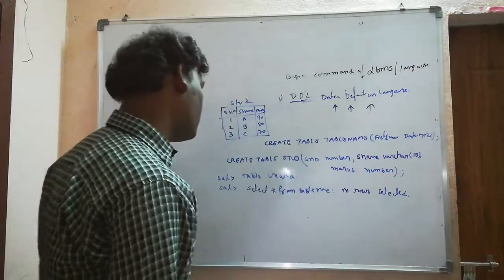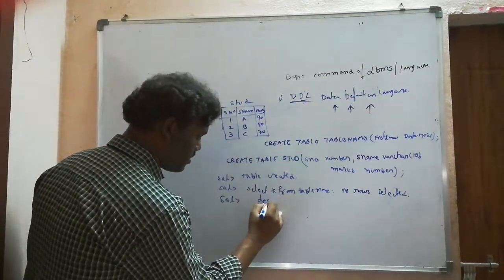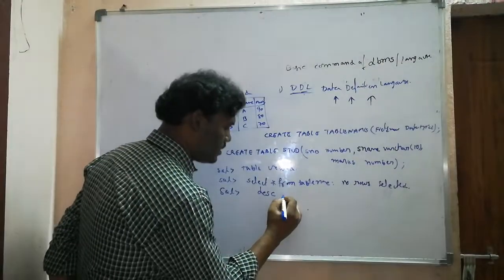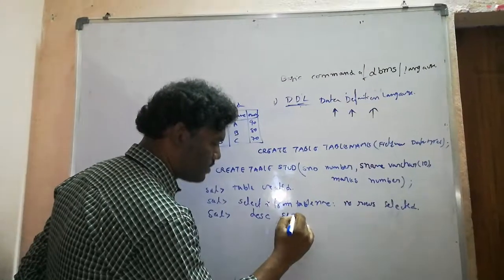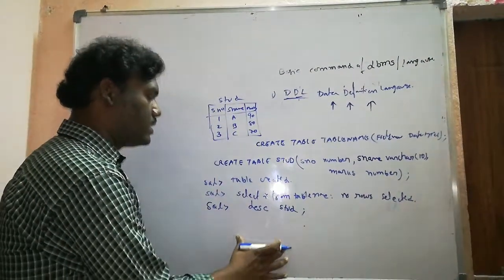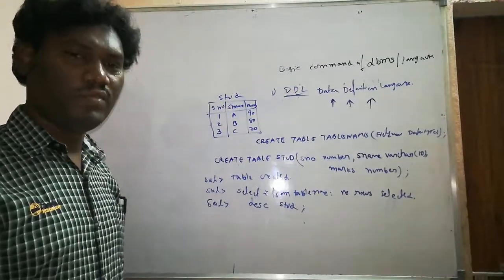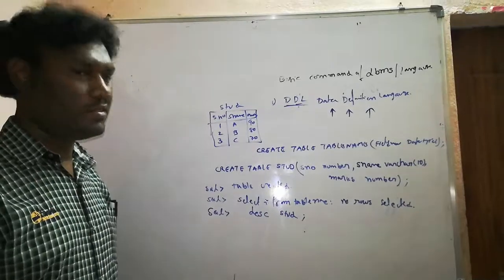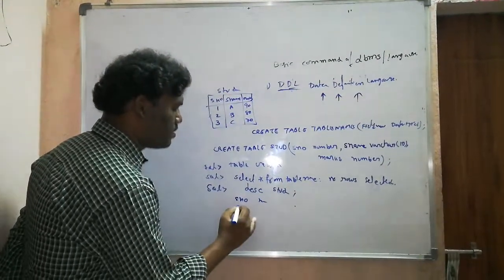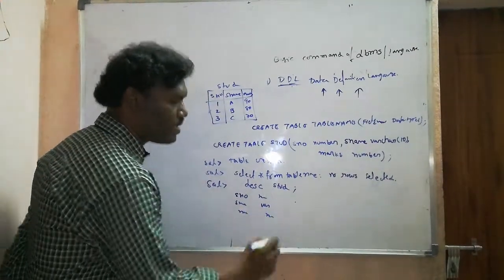Then how do we see the table description? By using DESC, DESC table name. So what is the table name here? Stud. If you give it like this, it will give the field names, the column names of the table. Then we can easily insert the values in the table. The output is like this: student number, number; student name, varchar; and marks, number.